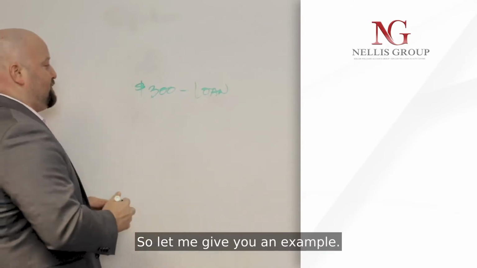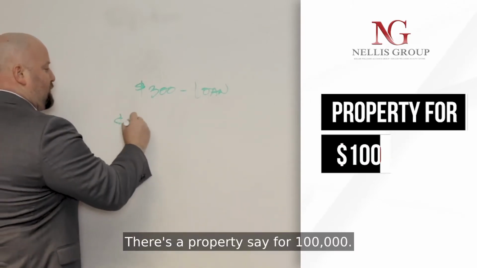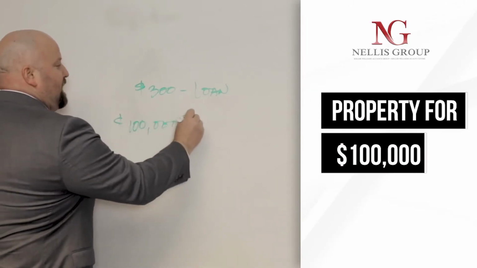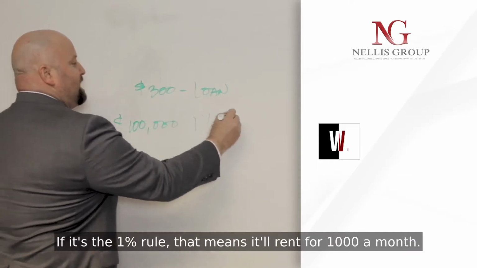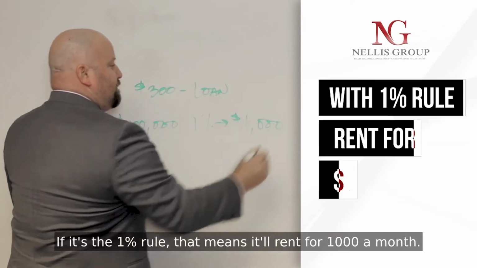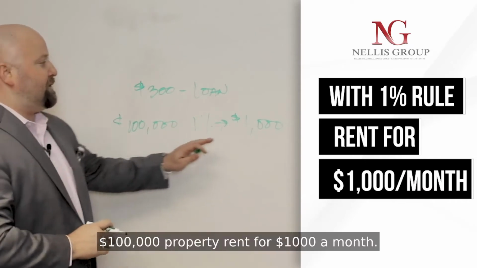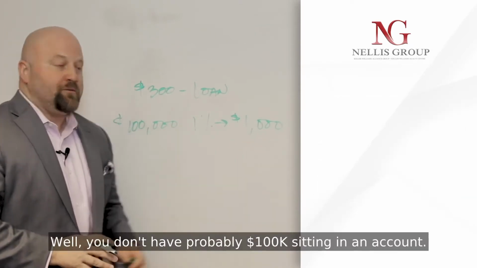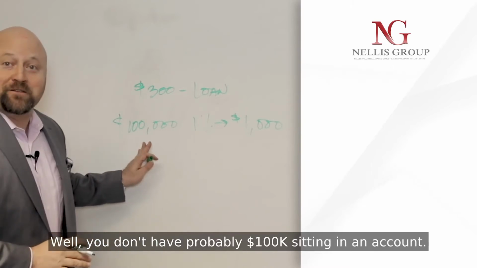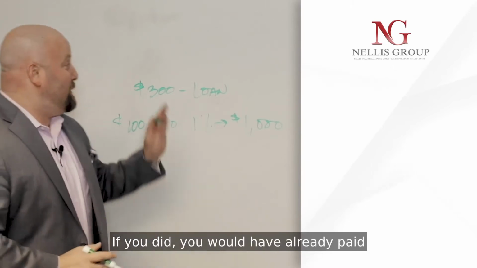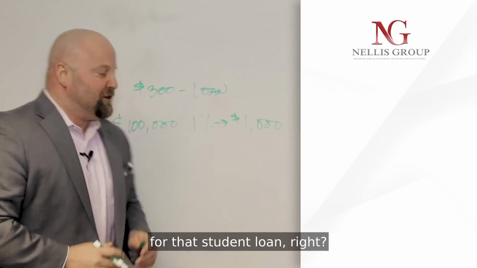So let me give you an example. There's a property, say for $100,000. If it's the 1% rule, that means it'll rent for $1,000 a month. $100,000 property, rent for $1,000 a month. Well, you don't have probably $100,000 sitting in an account. If you did, you would have already paid for that student loan, right?